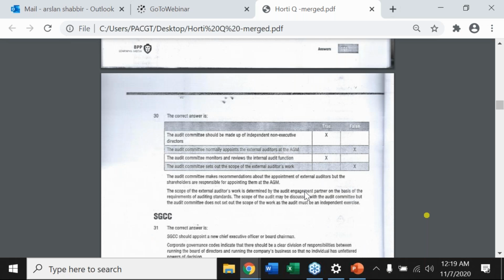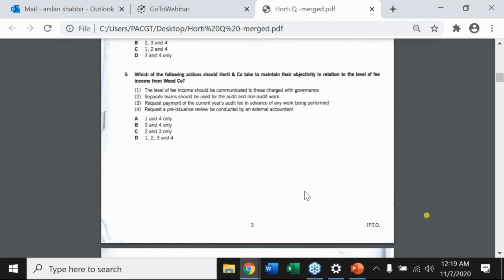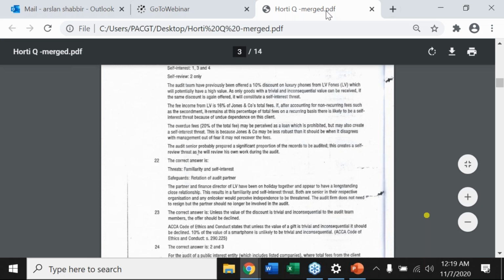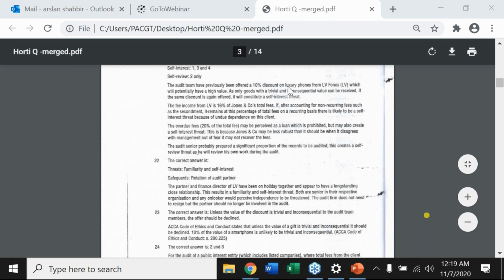The answer is, I think, uploaded above. Yes, this is the answer: 1, 3, and 4. The audit team have previously been offered a 10% discount on luxury phones from LV, which will potentially have a high value, as only goods with trivial and inconsequential value can be received.